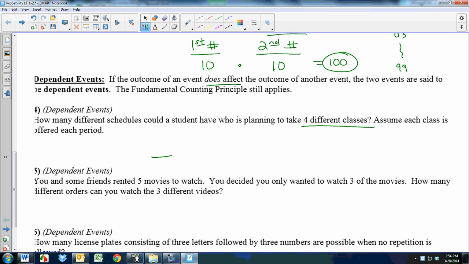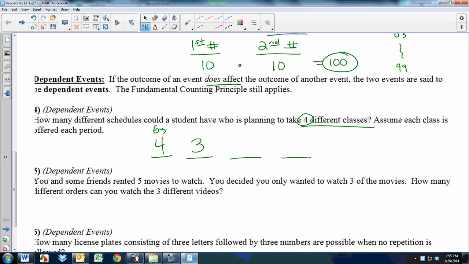Well, you've got a choice for your first period, second period, third period, and fourth period. If you're going to take one of those 4 classes in the first period, you have 4 choices: English, math, science, or history. But as soon as you say, I'm taking English first, you're not going to take English again. So the second decision, the second event, is affected by your first choice being English or whatever it was.